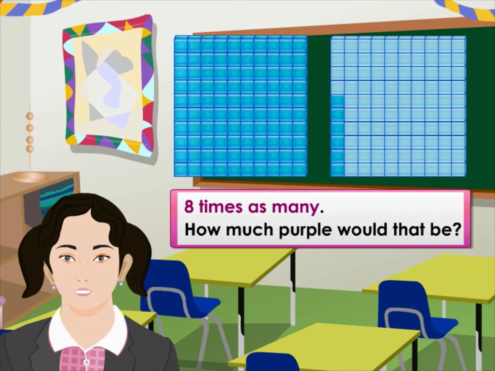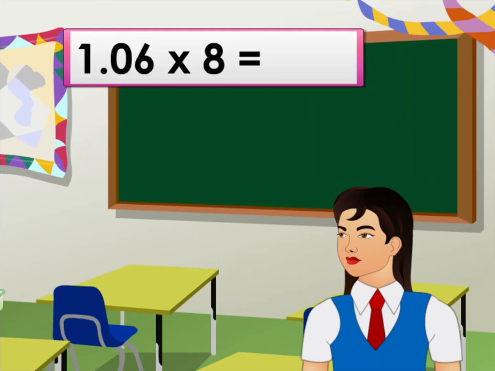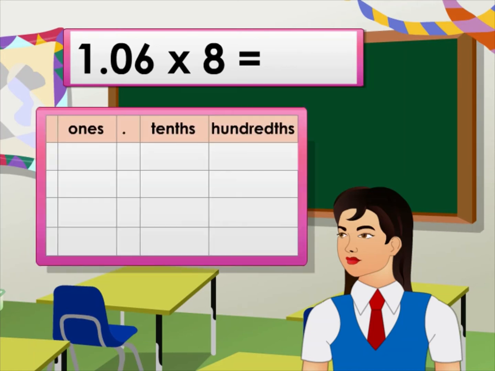I have 1 and 6/100 pebbles from these flats. I need 8 times as many pebbles to build a structure. How much pebble would that be? You have to multiply 1 and 6/100 by 8. We can use the vertical form. Write the digits in the correct place value.